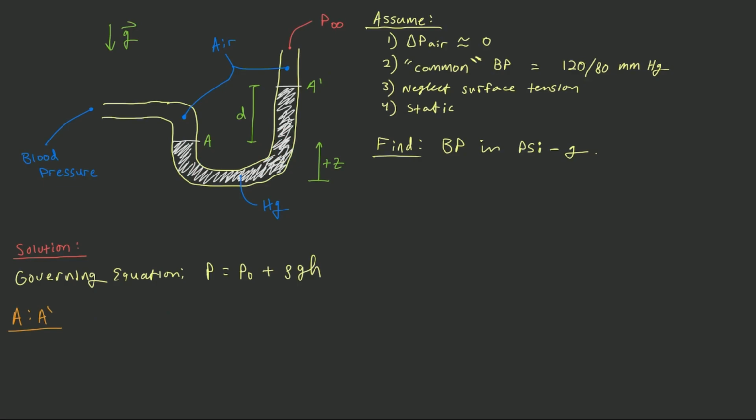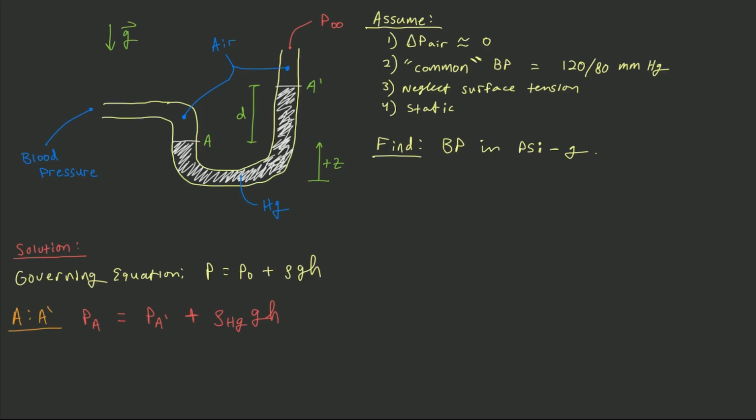So what can we say? We could say that PA is then equal to PA prime plus the density of mercury times g times h. So at this point, we have to remember our assumption 1, or in other words, there's no change in pressure across an air column because the density of air is so much less than the density of mercury. So the pressure of the air right here, where we're taking the blood pressure measurement, is equal to the pressure of the air here at the free surface A. So effectively, PA is our blood pressure. So what can we say then?